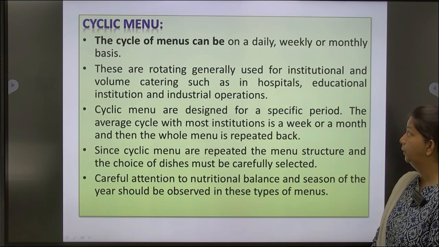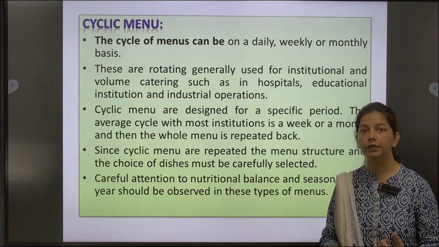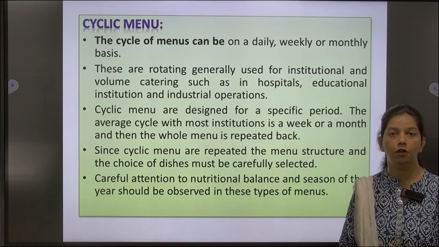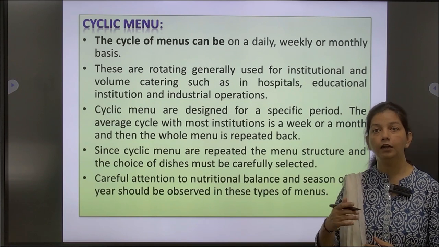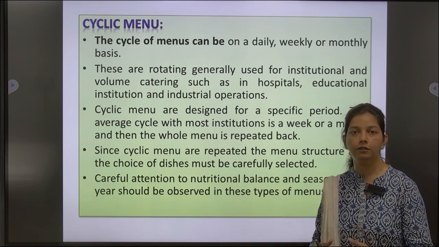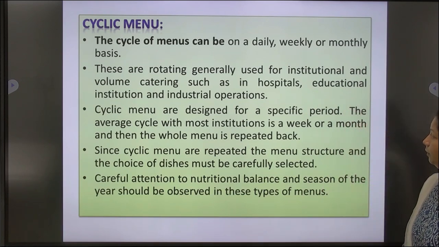Then cyclic menu. Cyclic menu is divided according to daily, weekly or monthly. Mostly the hostels and the hospitals follow this cyclic menu. There the menus are fixed and the same menu keeps on rotating on a weekly basis or monthly basis or within 15 days.